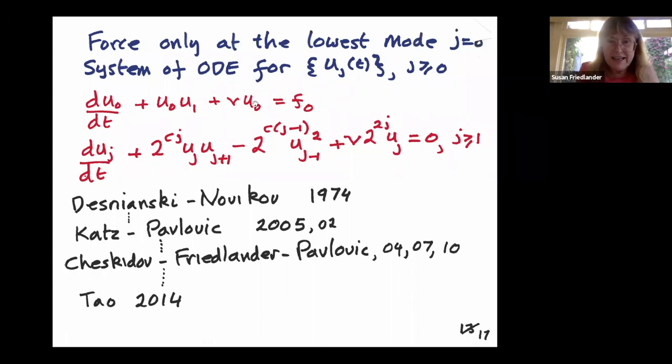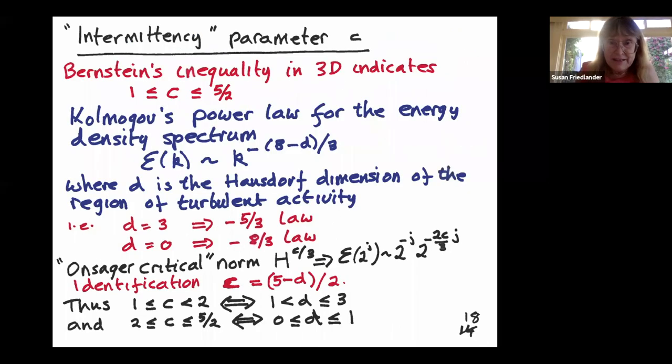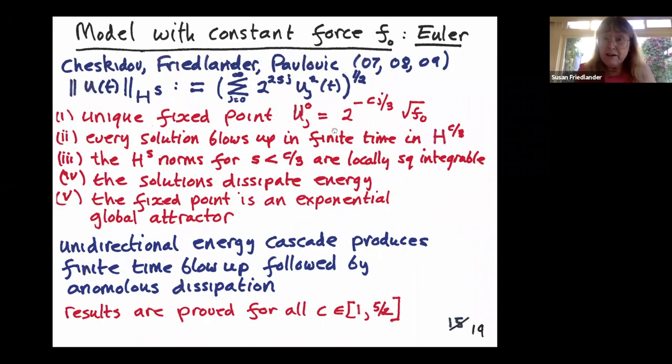And then it's very easy to see in the inviscid case. So this term disappears, but you've got an explicit expression for the fixed point. Really nice in the Euler model. And that explicit expression says that the jth term for the fixed point just looks like 2 to the minus cj over 3, and then multiplied by the square root of the forcing. So this is the magnitude of the energy. So we have a fixed point, which is this Onsager critical expression, namely the one third expression coming into the model, which of course is not surprising because partly we have constructed the model to ensure that.